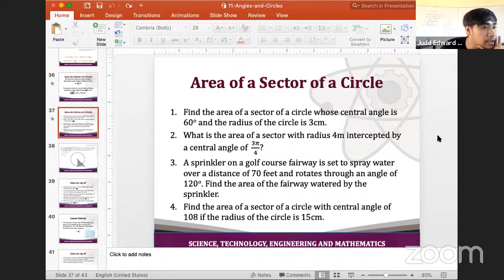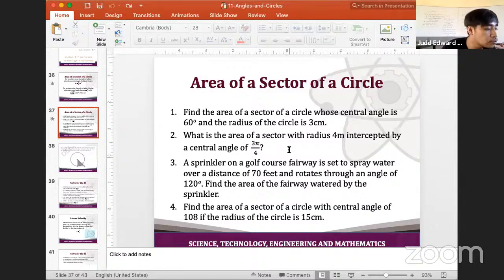May nakakuha po ba ng 3 pi over 2 centimeters squared or ng 3/2 pi centimeters squared? Yes po, ganun po yung nakuha ko. Okay, so that is the correct answer. The correct answer should be 3/2 pi centimeters squared. Okay, so sa sagot kanina, kailangan i-convert mo muna siya in radians before you could substitute the given values to the equation. So maliwanag po ba?